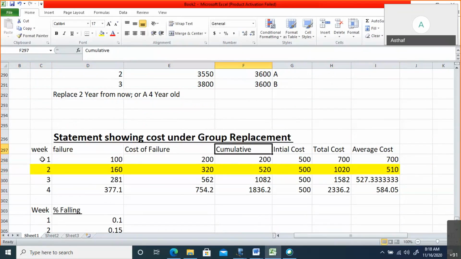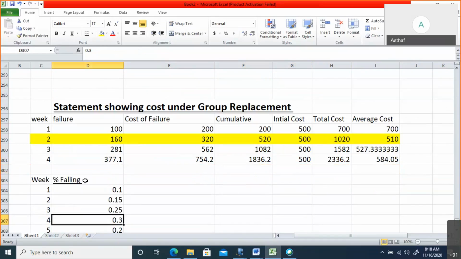Cost of failure, cumulative, initial cost, total cost, average cost. This initial cost will be the same. You have 1000 bulbs. If you do group replacement, it will come to 50 paisa, so you will have 500. This individual you have to add into cumulative. That is the only thing you have to do. This failure, how to find out?